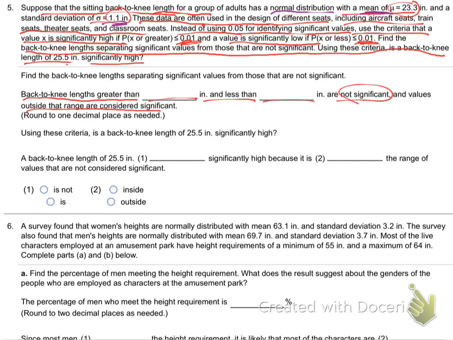So, what are you supposed to do? You're supposed to draw a bell curve, aren't you? Every time you get normal distribution, you draw a bell curve. So let's draw a bell curve. Here's my bell curve. Put in the middle the mean. What's the mean? 23.3.